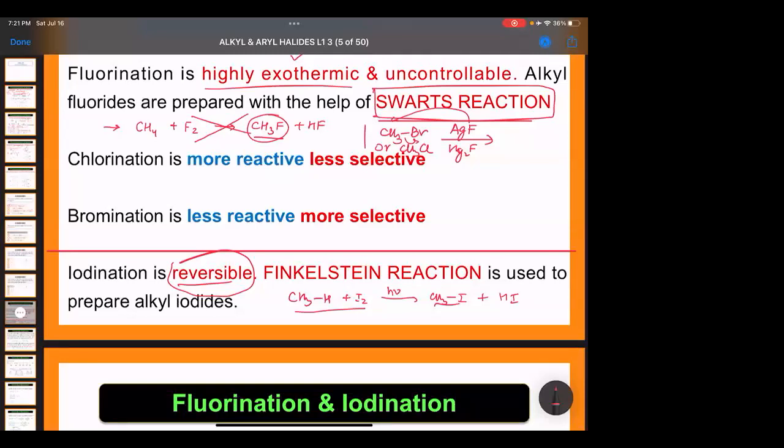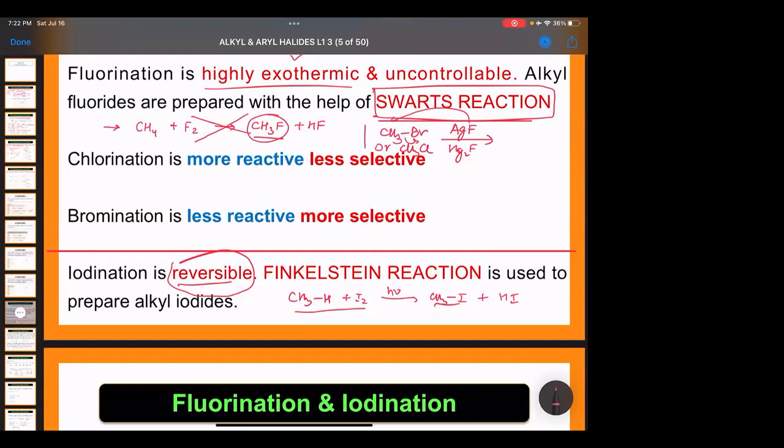Why? Because iodine is least reactive. It breaks very easily with the help of sunlight. But simply breaking of iodine will not lead to the completion of the reaction, as we have seen. If the iodine radical forms, it needs to go and attack the carbon, then only it can form a bond. Right? Yes, sir.